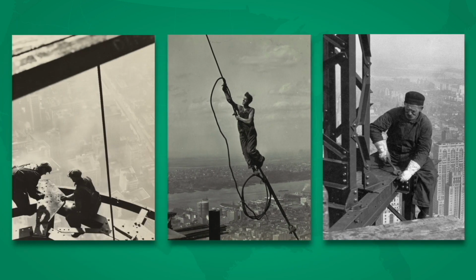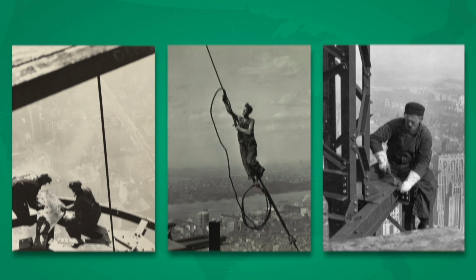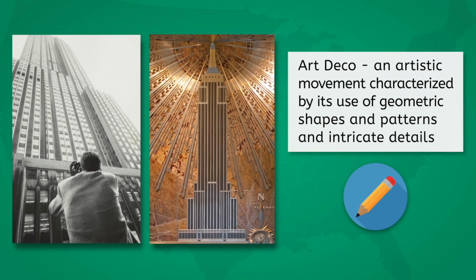The construction of the Empire State Building showcased the rapid advancements in technology and engineering at the time. It demonstrated the potential of a new material, steel, which enabled the creation of towering skyscrapers. The Empire State Building became a cultural icon and symbol of modernity.